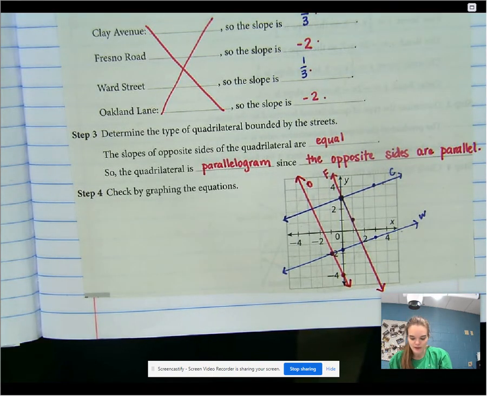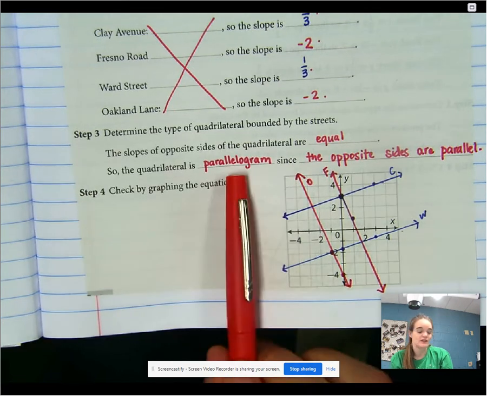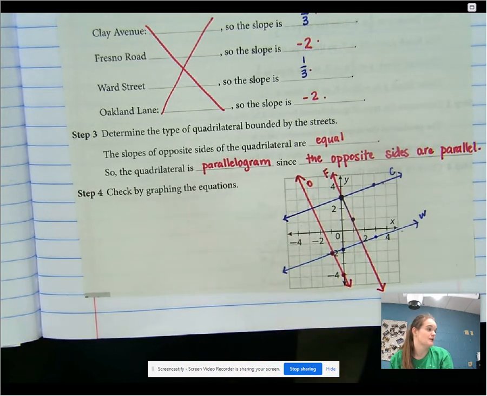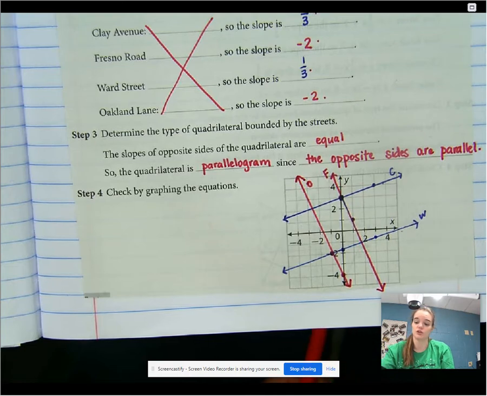All right, so that's slope and perpendicular lines. As you can see, even though this is slope and perpendicular lines, you will get parallelogram stuff mixed in because you've already learned it, okay?